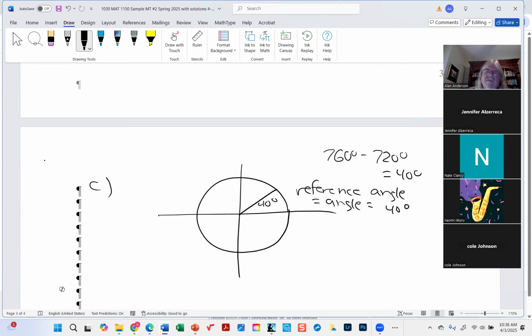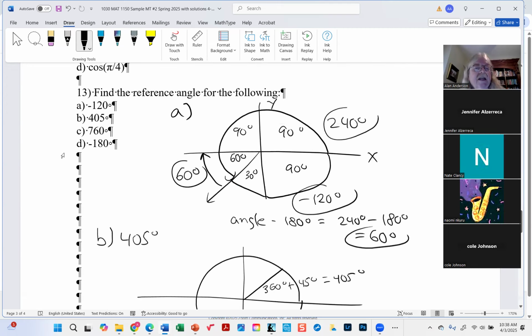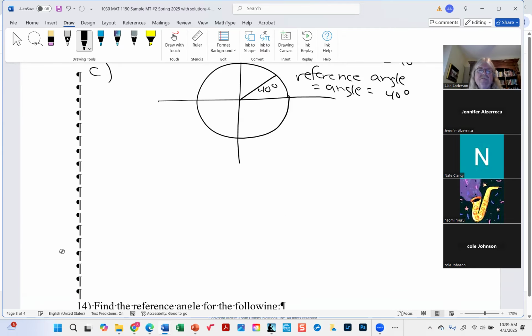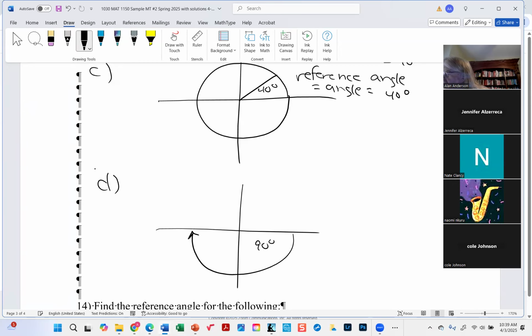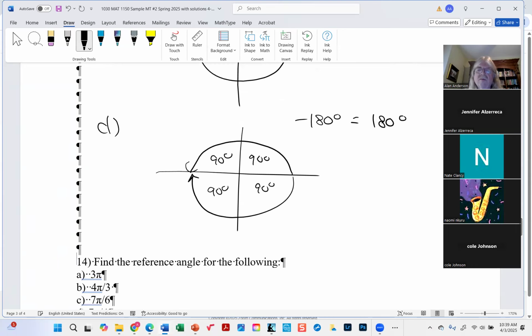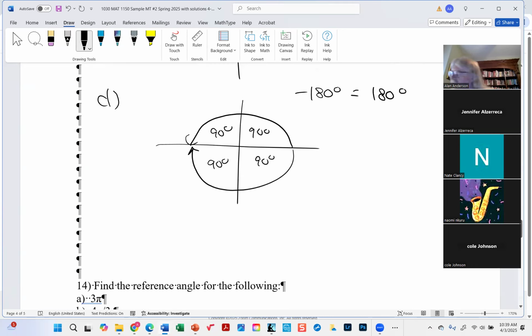Okay. And then finally, D, we're looking at negative 180 degrees. So again, another negative angle. So negative means we're going this way. But the positive version of that would mean we've come this way. And in fact, it's the same distance. So in other words, negative 180 degrees actually equals positive 180 degrees. Now, how does that help us find the reference angle? We're actually sitting on the border between the second and third quadrants. It turns out that we can use either formula then.